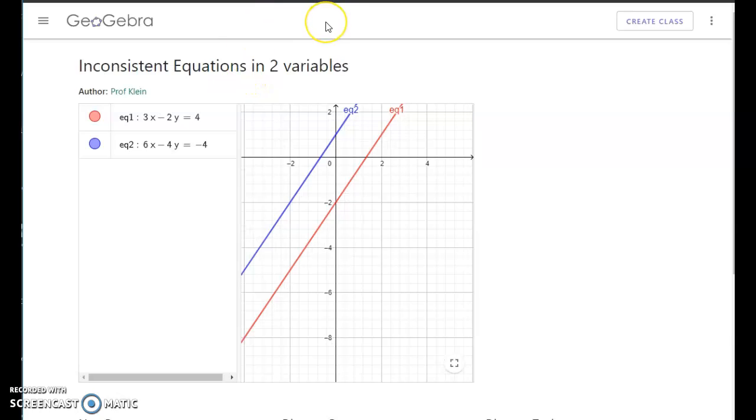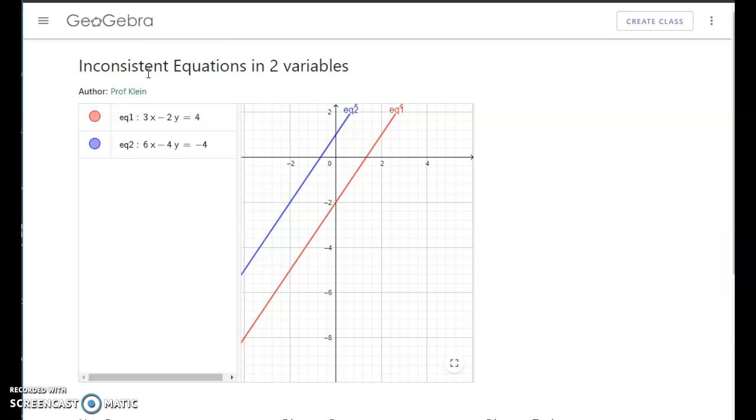So what about inconsistent? What does that mean? Well, that means there is no point that is both on this line and this line. And so there's no solution. There's no solution to this system because there's no points on this line that satisfy this one. These are basically parallel lines, all right? Inconsistent equations in two variables.